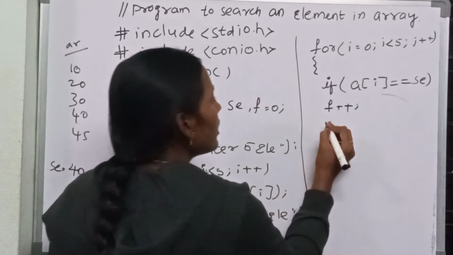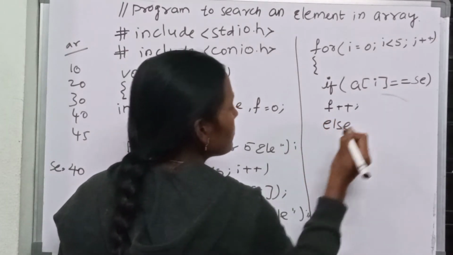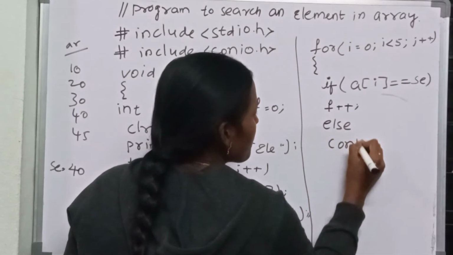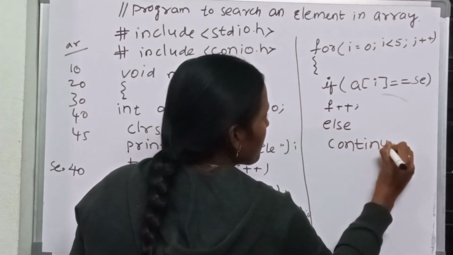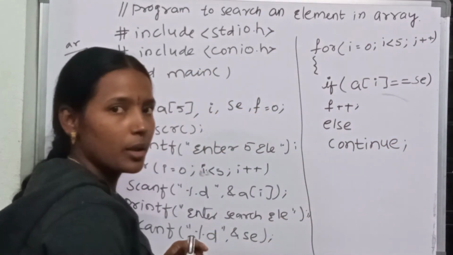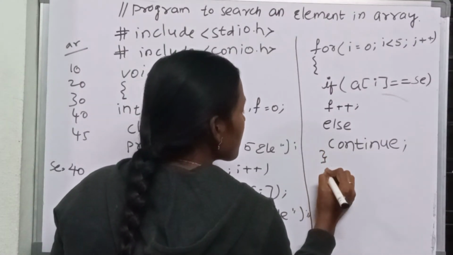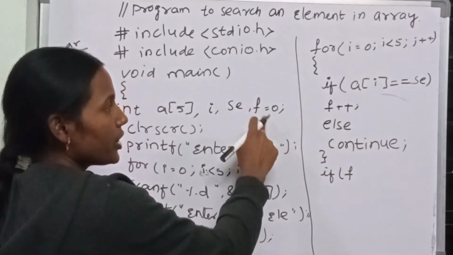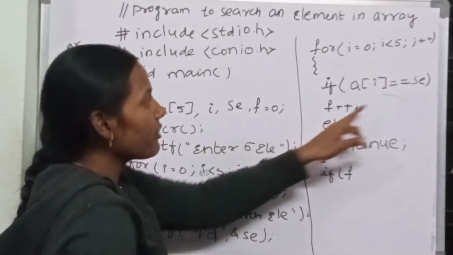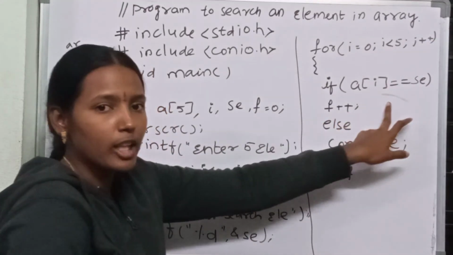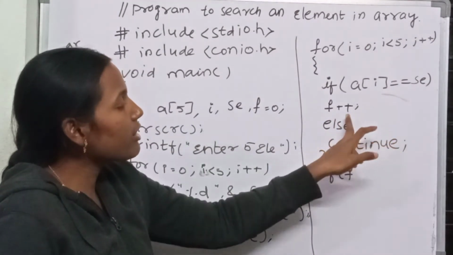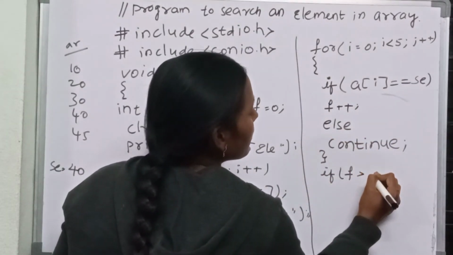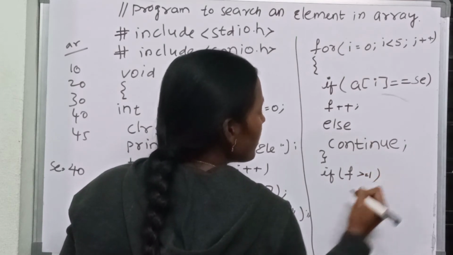Okay, right? Else continue the program. Else continue the program. Now I am closing this. Again, initially f is 0. If your value of f is incremented, what does it mean? When the f value is incremented, the data element matches. Now if f is greater than or equal to 1, what did we find?